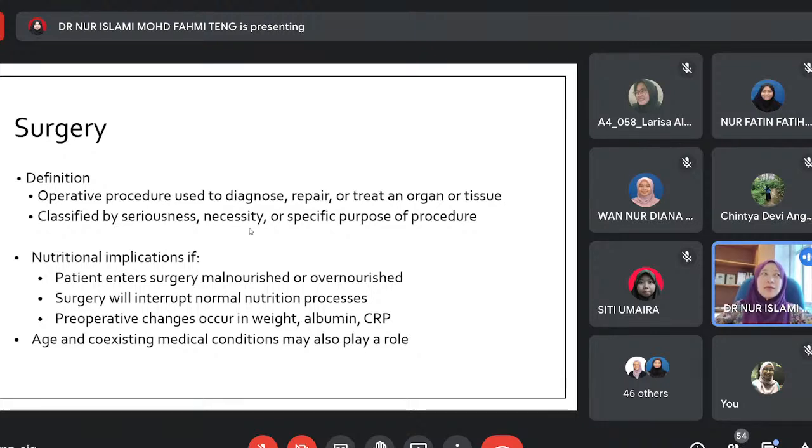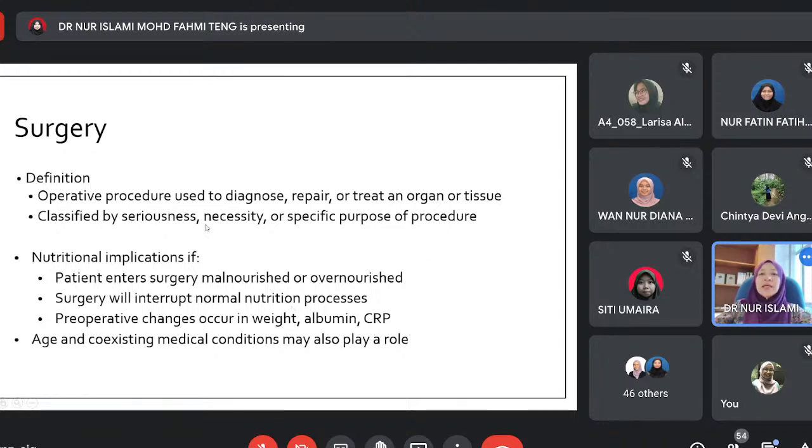Is it used for diagnostic surgery? Or is it palliative surgery, or is it transplant surgery? So we can further classify the surgery based on these criteria.